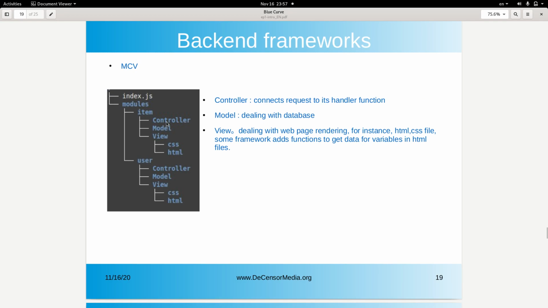In the model, like your models, product items and users, each folder has such a controller, model, and view. And the view deals with the page rendering, like you have a CSS file and an HTML file, and in the HTML file you have some variables you need to get data for. Some frameworks also add some more functions here too.